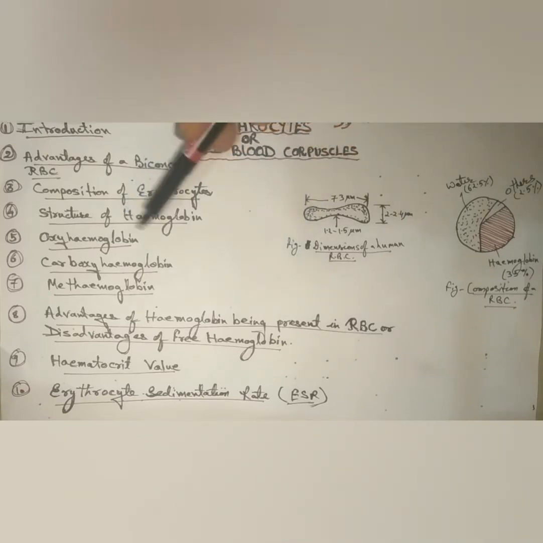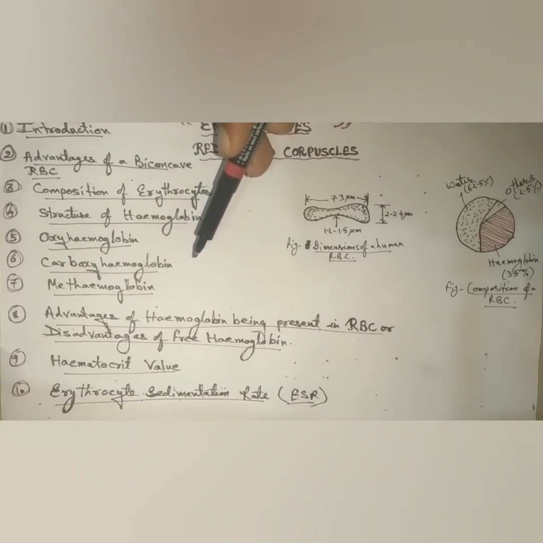Next, oxyhemoglobin. It is formed by the oxygenation of hemoglobin. The affinity of hemoglobin for oxygen is influenced by 2,3-diphosphoglycerate present in the RBC. As the concentration of 2,3-diphosphoglycerate rises, the affinity of hemoglobin for oxygen decreases.